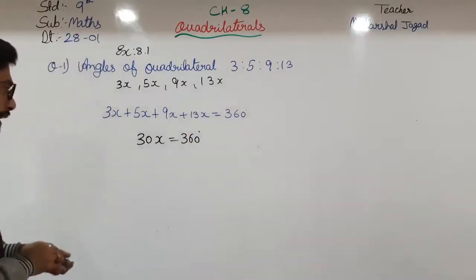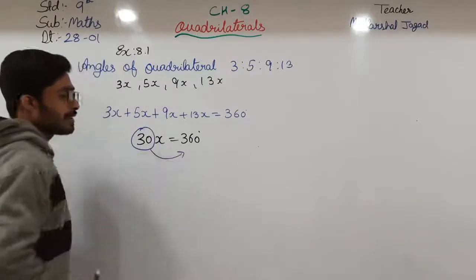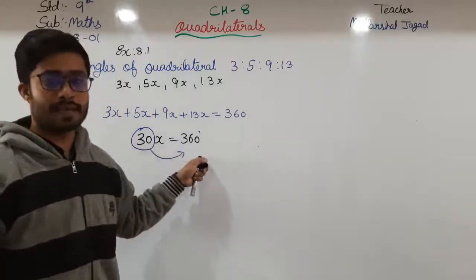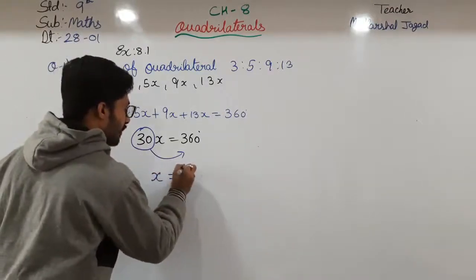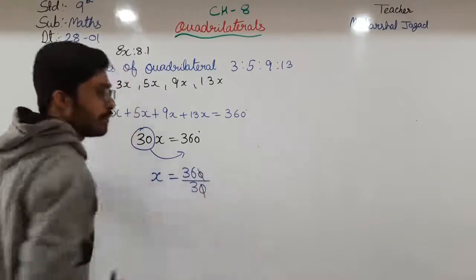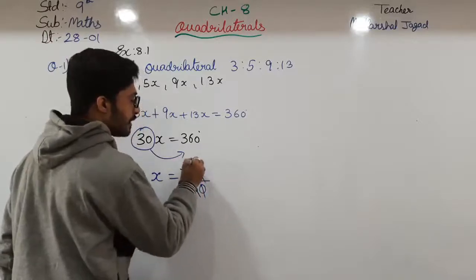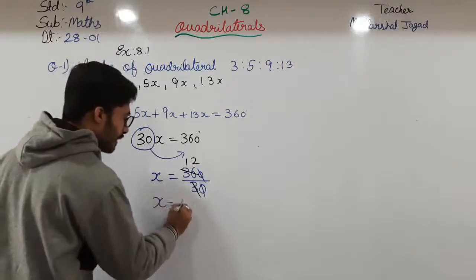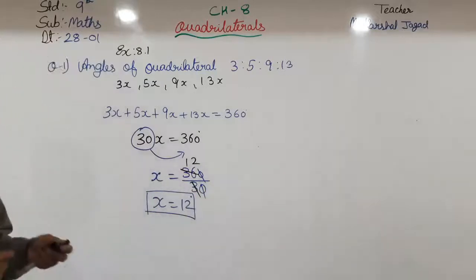Here we have to solve this equation. If this 30 moves to the other side, it is in multiplication, so when it moves to that side, it will be in division. So x is equal to 360 upon 30. Zero, zero cancel. Then 3 times 1 is 3, 3 times 2 is 6. Here we get the x value equal to 12 degrees.